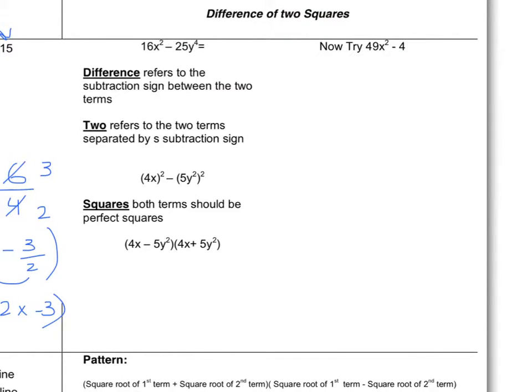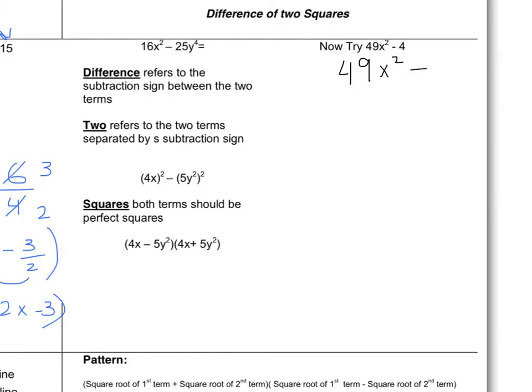Now let's see. 16 square root is a 4, and x squared, you can just put it as an x. 25 can be written as 5 squared, and y to the 4 can be written as y squared squared. Okay? This means that you have to do 4x minus 5y squared as one, and 4x plus 5y squared as another. I don't know if it makes sense to you. This is something that we did before, so let's try this on our own.